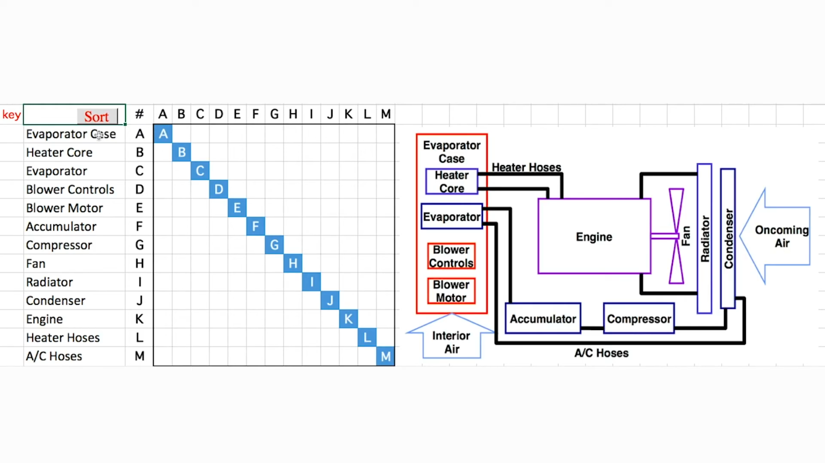I could start, for example, with the evaporator case, the first row, and I would ask, with which other components does the evaporator case have interfaces? Well, the evaporator case encloses the heater core, evaporator, blower controls, and the motor. So I would put marks in the matrix representing those interfaces, these 4 marks.